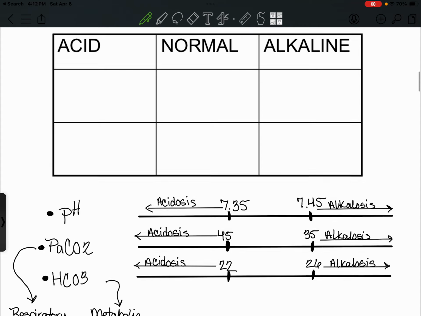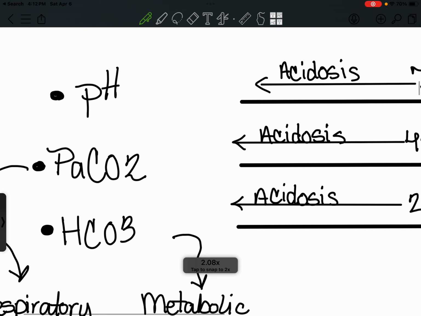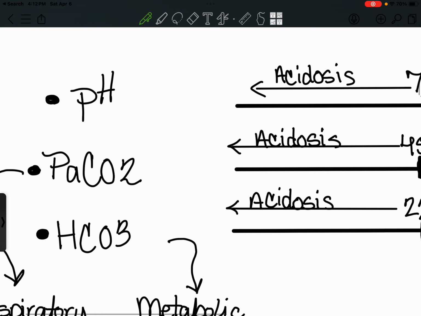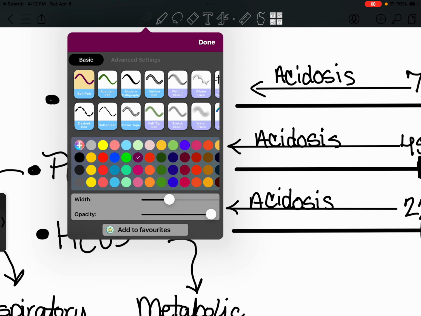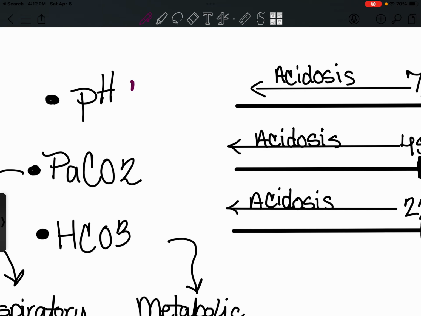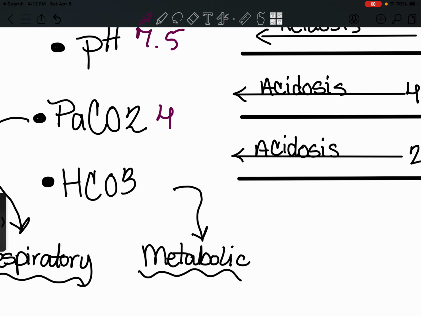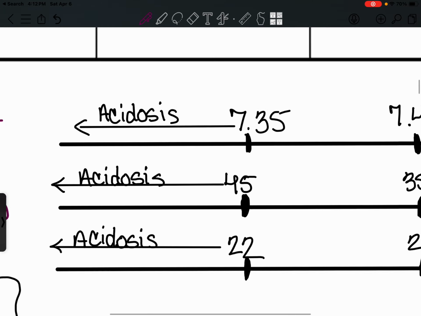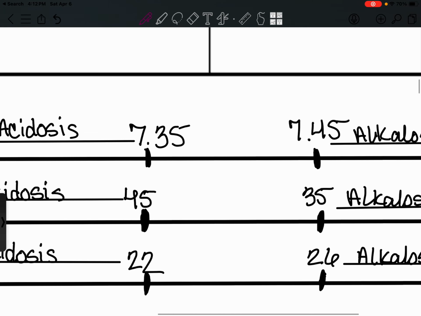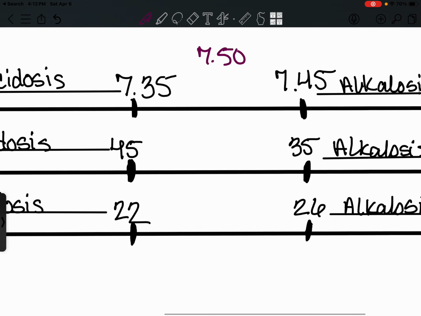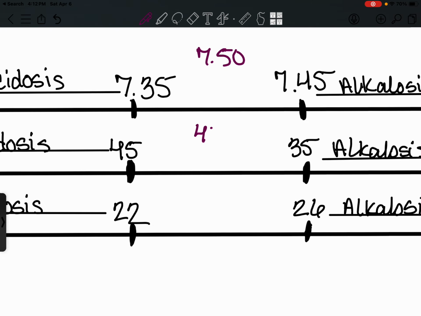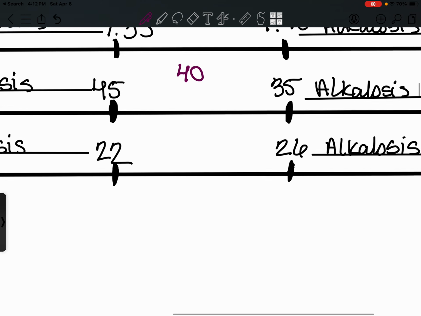So, let's see. I have a pH of 7.5, a PaCO2 of 40, and my HCO3 is 34. So now I'm going to chart it. 7.5. My PaCO2 is 40. My HCO3 is 34.